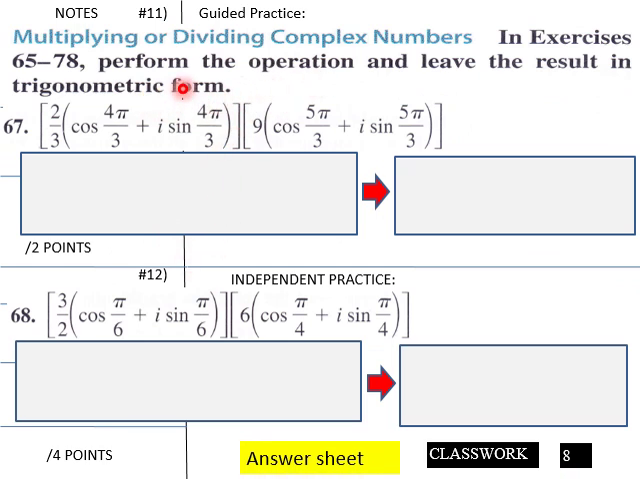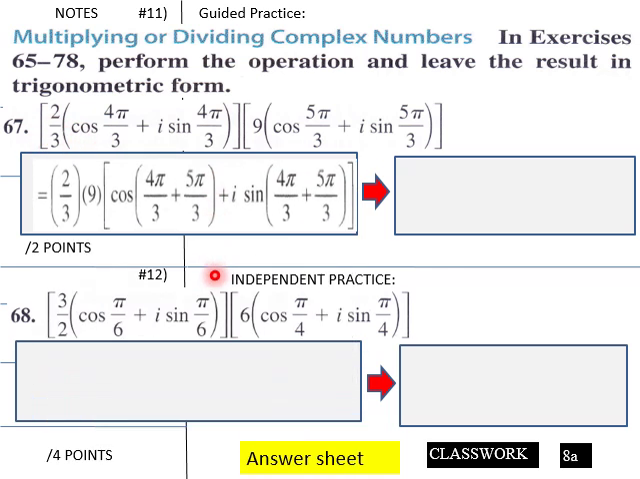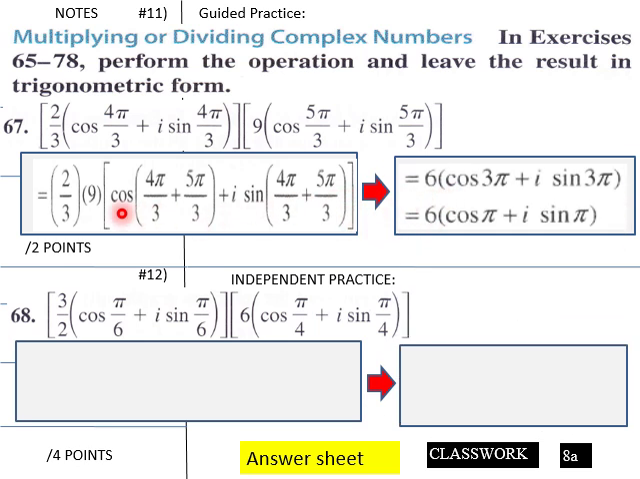Let's try one now. Perform the operation and leave the result in trigonometric form. So here is a trigonometric form between these two quantities. Up here for 67, we start out by multiplying these out, 2/3 times 9, and then cosine 4 pi over 3 plus 5 pi over 3. We combine our like terms here, and then same thing over here, 4 pi over 3 and then 5 pi over 3. And then that gives us 6 times cosine 3 pi plus i sine 3 pi.